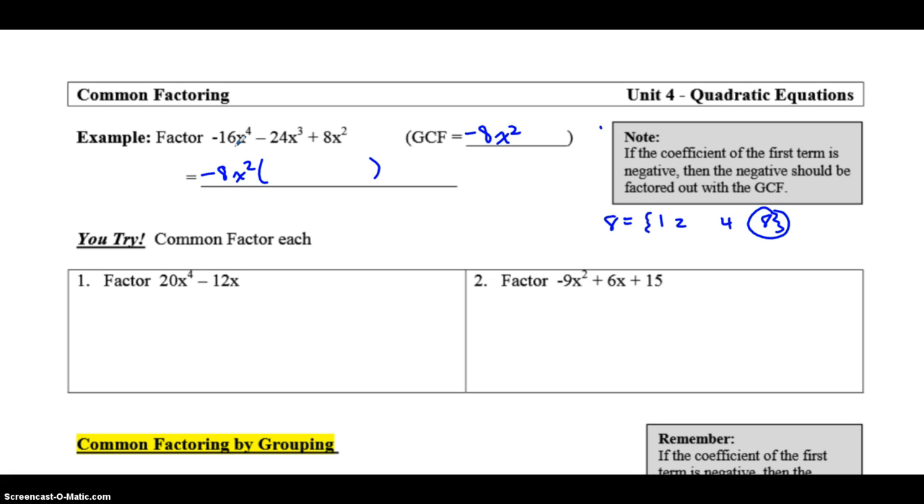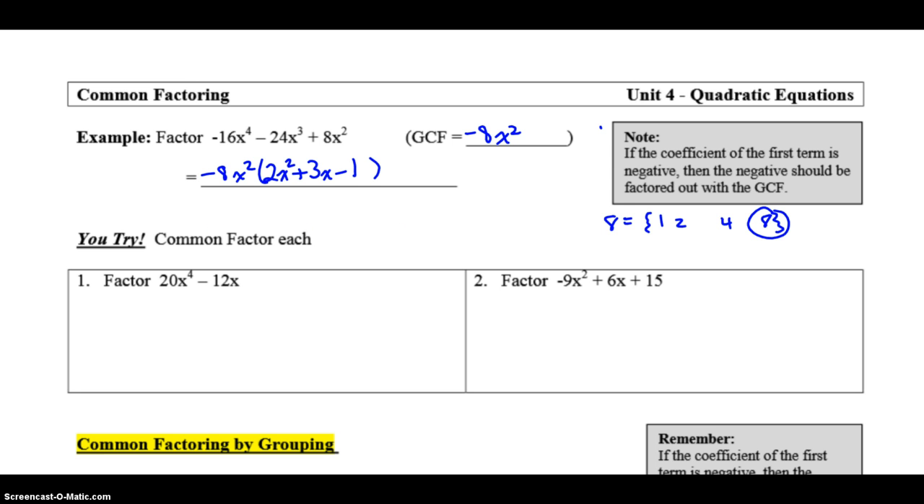and divide each term. So negative 16 divided by negative 8 is positive 2. X to the exponent 4 divided by x to the exponent 2, you subtract those exponents. Negative 24 divided by negative 8 is 3. Subtract your exponents, we're left with x to the exponent 1. And the last one, remembering of course the negative, so positive 8 divided by negative 8 gives me negative 1. X squared divided by x squared, and they cancel each other out. That's it. That's all you've got to do.